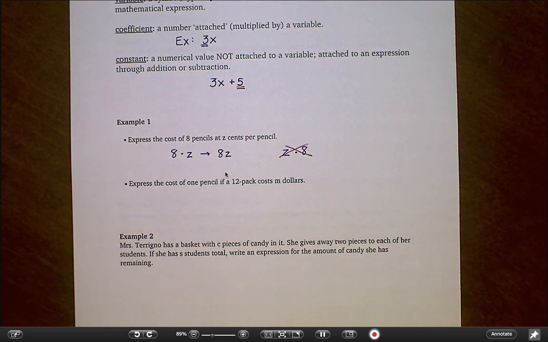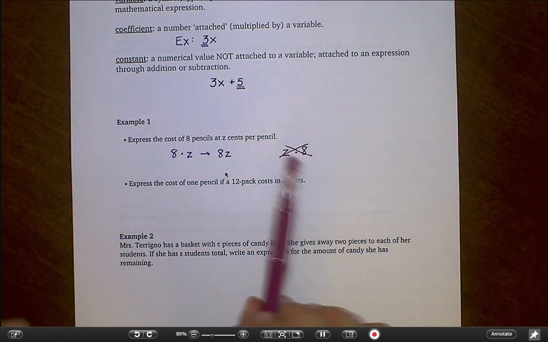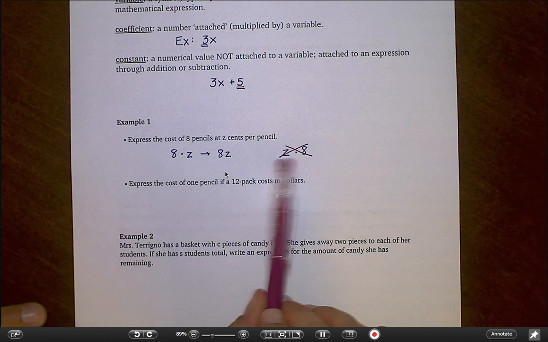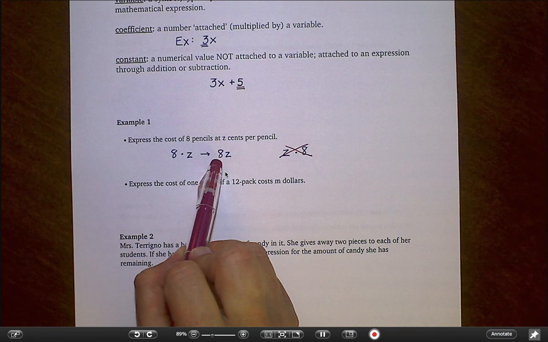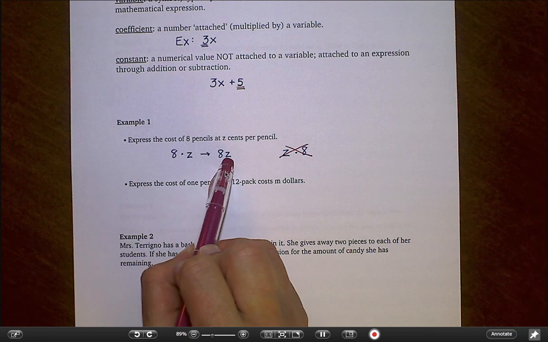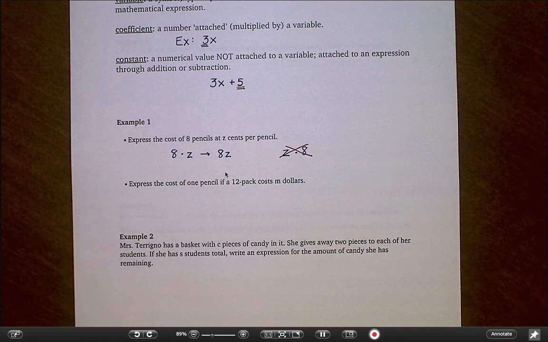And you may think I'm just being nitpicky right now, but there are places later in this class where if you're writing things this way, your terms are not going to work together the way they should. I've seen it over and over and over again. So please get in the habit of always putting your coefficient before your variable. It's just the standard way we do things in algebra.